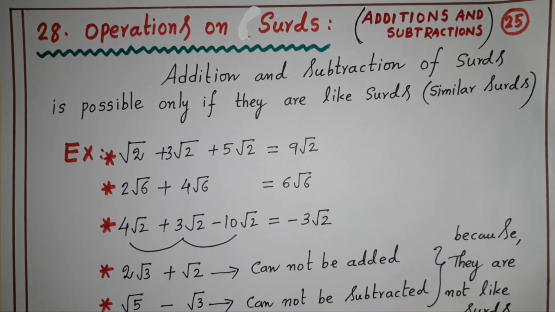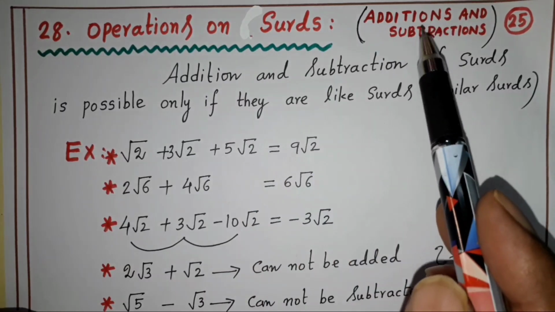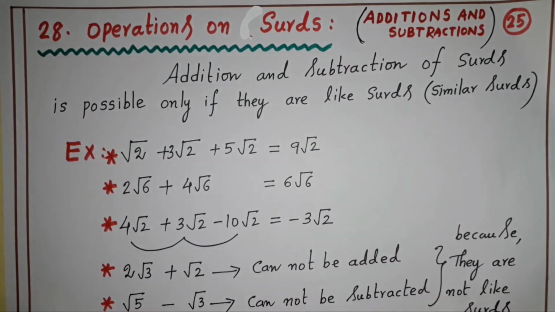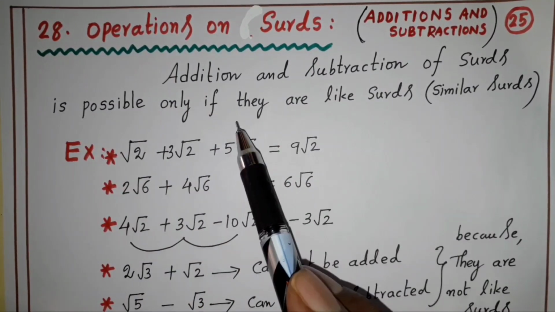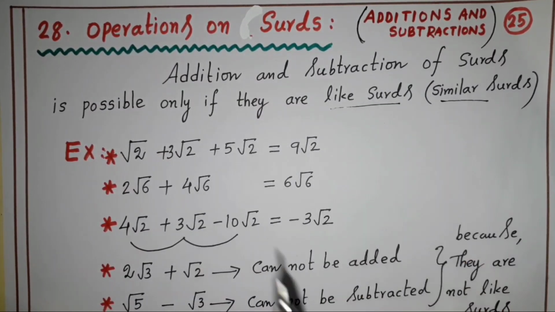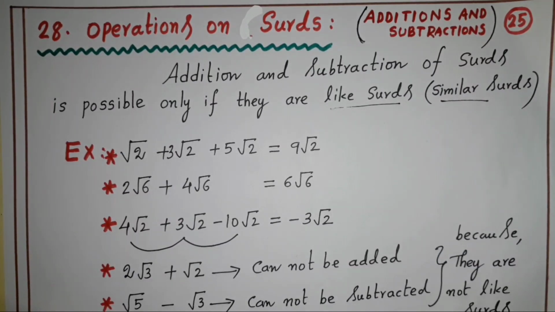Number system part 6 video, Surds continuation. Today in this video we are going to discuss the operations on surds. First we see additions and subtractions of surds. Let us see, children. Addition and subtraction of surds is possible only if they are like surds or similar surds. That means if the given surds are similar surds, then only you can add or subtract.